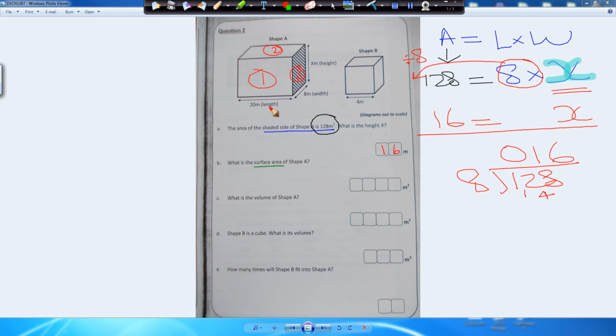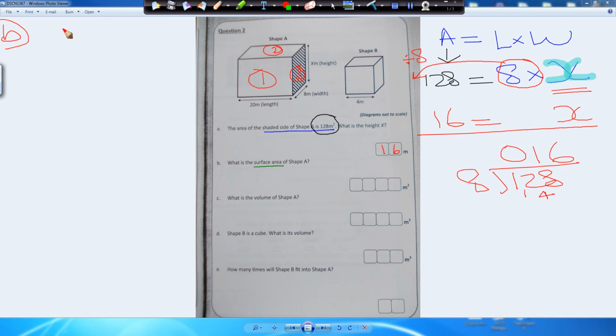How many faces do we have altogether? 6. It's a cuboid. Okay, how many faces can we see? 3. And how many can't we see? 3. So if you work out the area of the ones we can see and double it, we will get the area of the whole shape. That's called the total surface area. Okay, let's do it. Let's go for it. So let's do the calculations here.